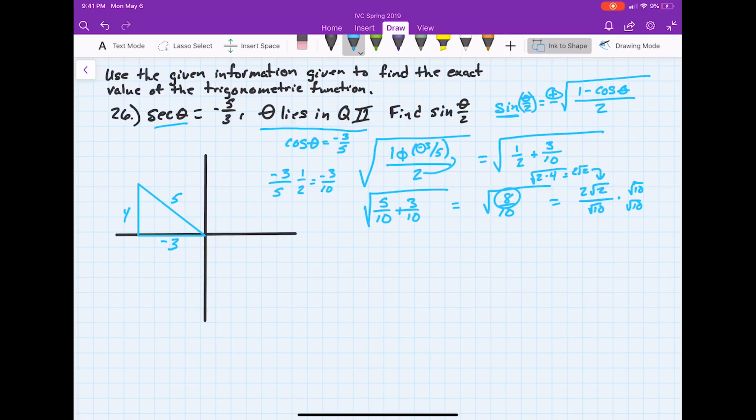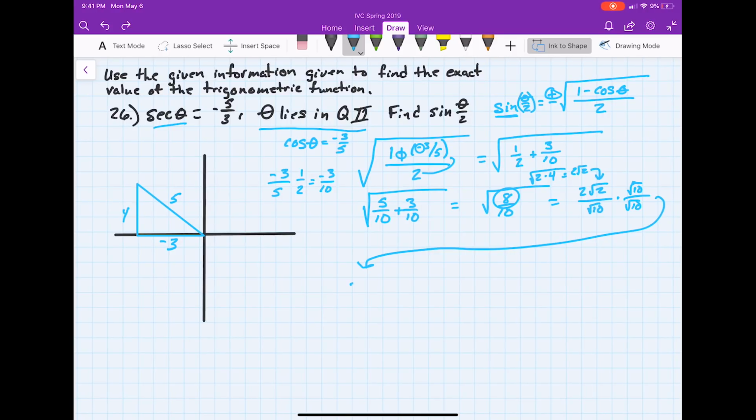Now we need to rationalize this, so times square root of 10 over square root of 10. So that's going to give me 2 square root of 20. I'm going to put that over here. 2 square root of 20 over 10. Now this can be further reduced. So we have square root of 20 over 5. But square root of 20 can be reduced because 4 times 5, right? So square root of 4 times 5, and square root of 4 is 2. So this turns into 2 square root 5 over 5. And that is that guy finished.